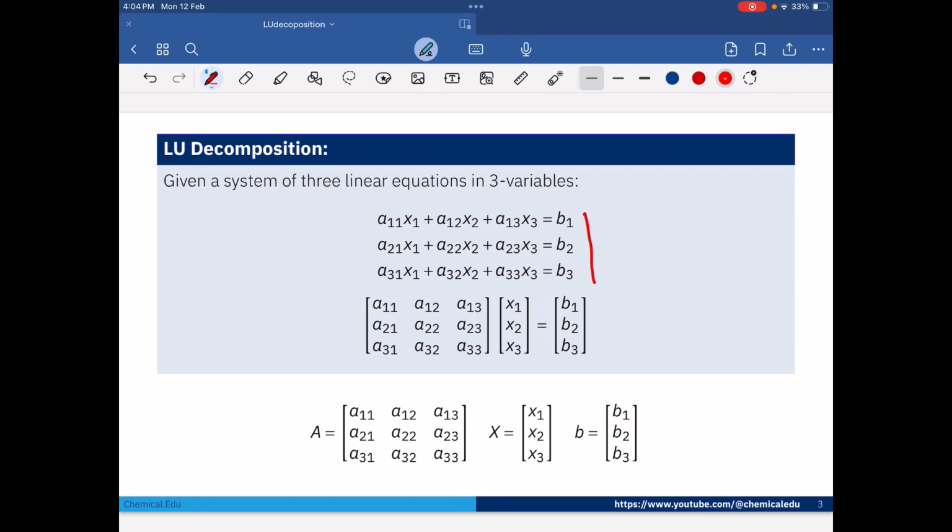a11 x1 plus a12 x2 plus a13 x3 is equal to b1, a21 x1 plus a22 x2 plus a23 x3 is equal to b2, a31 x1 plus a32 x2 plus a33 x3 is equal to b3. So these are the three linear equations. Now this system of three equations we can write in matrix form: the matrix A with entries a11 a12 a13, a21 a22 a23, a31 a32 a33, then the variable matrix x1 x2 x3, and b1 b2 b3 is the constant matrix. So here A is the coefficient matrix, x is the variable, and b is the constant or column matrix b1 b2 b3.